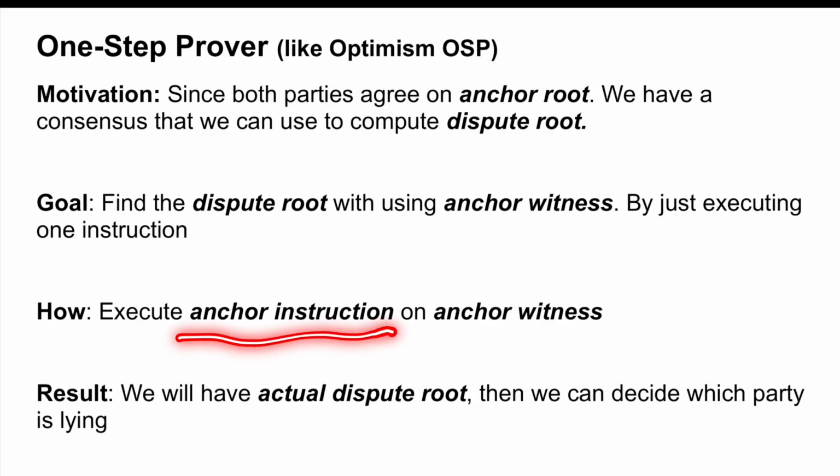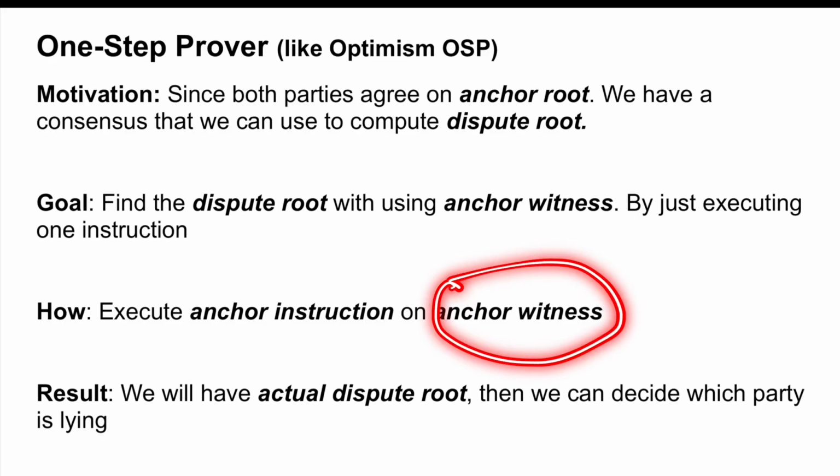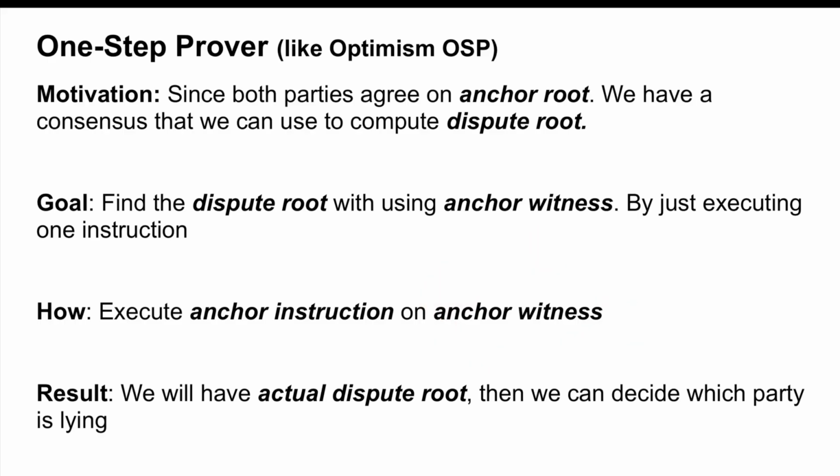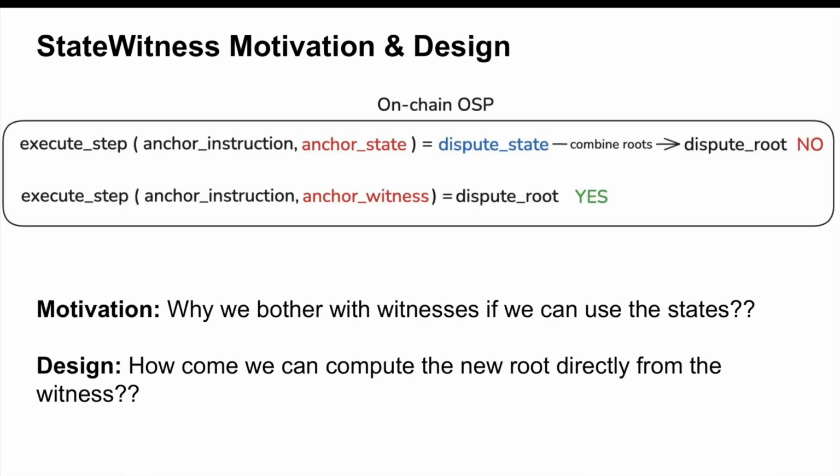Execute anchor instruction on anchor witness. Because if we execute the anchor instruction, which is the instruction that we need to execute at the anchor index, on anchor witness, we will get the actual dispute root, which is the result. And we will use this actual dispute root to decide which party is lying. Before we dive into the details of the OSP, the on-chain one-step prover, let me talk about StateWitness motivation and design.